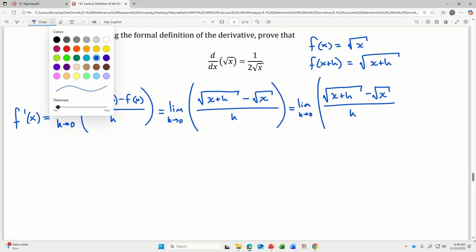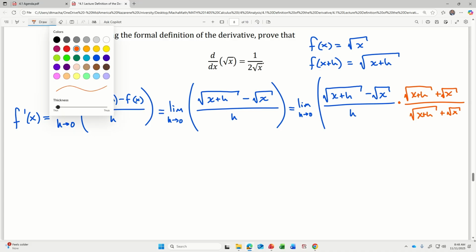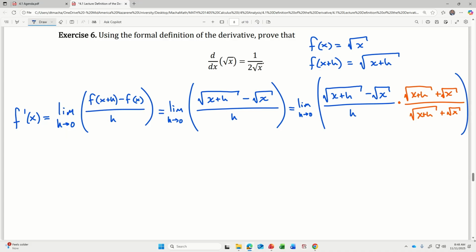And then what I'm going to do to make this workable is I'm going to multiply by the square root of x plus h plus square root of x. And I'm going to multiply by that on the top and the bottom of this fraction. So it's like multiplying by 1. I'm not changing the value of this limit when I multiply by 1. But this is actually going to allow this thing to work out once I finish doing all my multiplication.